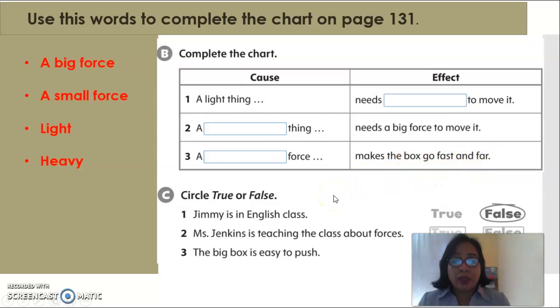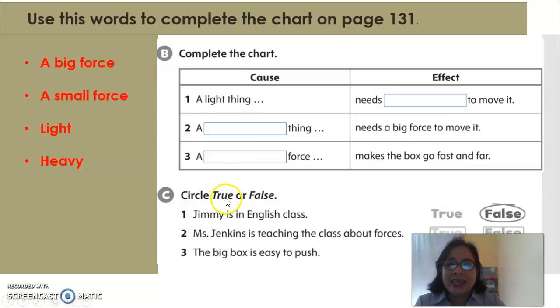For example, if you push a small force, with a small force, the box is going to move fast, or if you push it hard. Okay? So please use these words to complete the causes and effects.